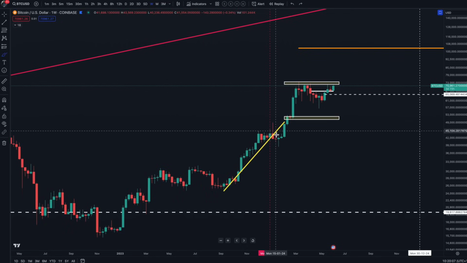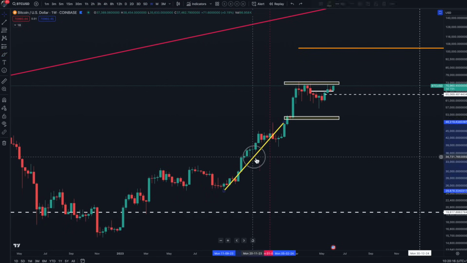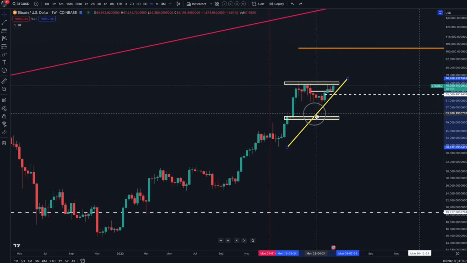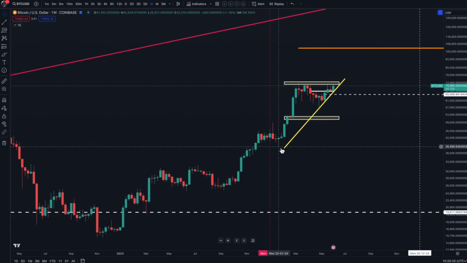So if we now take this extension to the bottom of here, the correction that we got at around 20%, and extend that, that takes us to about 76,000, and we topped out at 74,000 here. So we can see that that $74,000 move was predicted by this particular move down here.